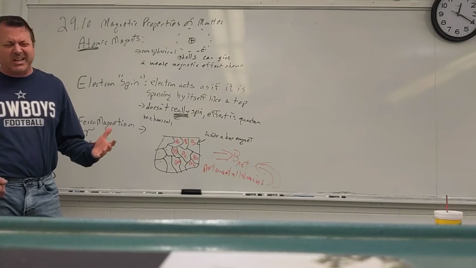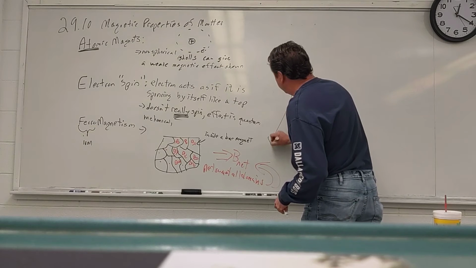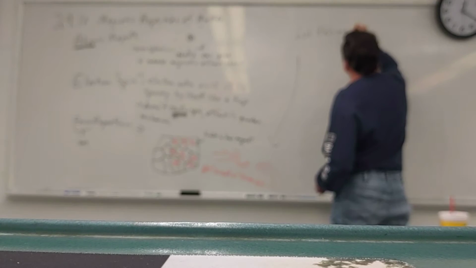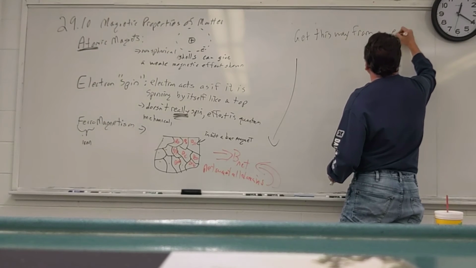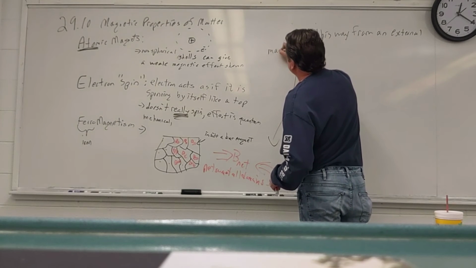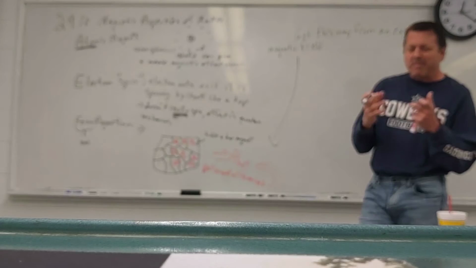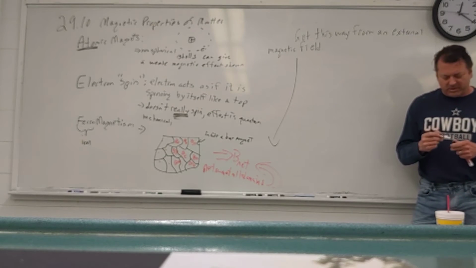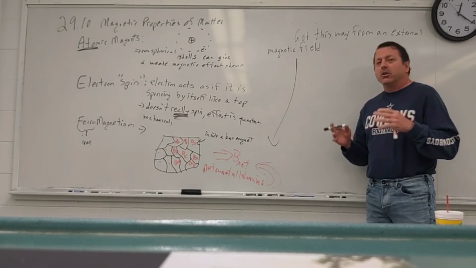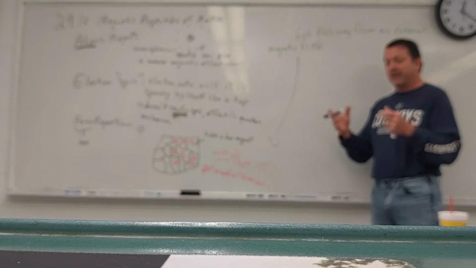Now, you can say, well, how do they end up getting slightly in that direction? They get this way from a magnetic field. So rocks that act like magnets to begin with were known as lodestones. Not the guy from Spaceballs, but lodestones.